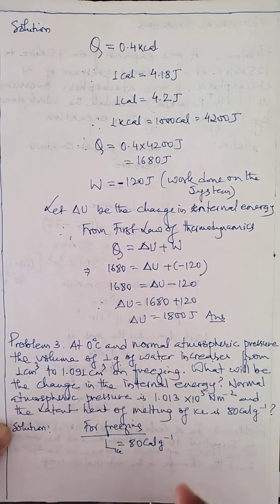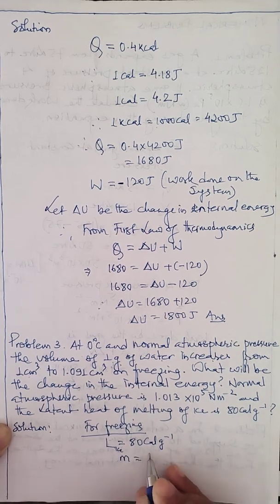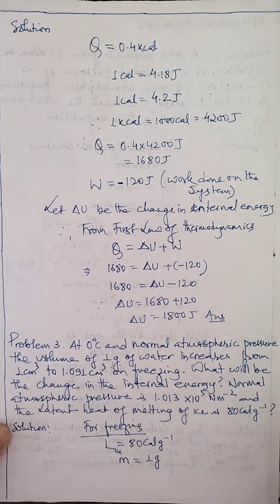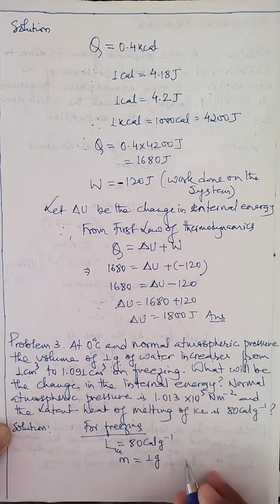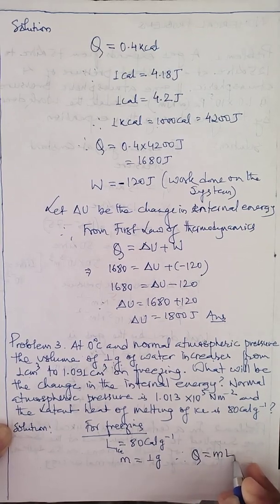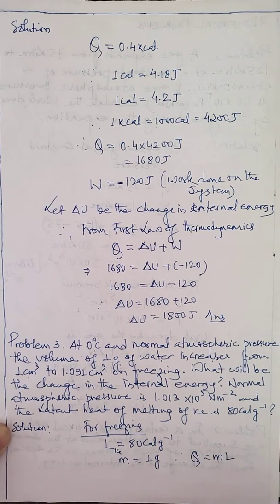How much water is converted into ice? That is 1 gram of water, so mass M is 1 gram. The heat that water withdraws or rejects to convert into ice during freezing can be calculated by the formula Q equals M into L. You have learned this in class 10 also, in the chapter called calorimetry. This is the heat given out by 1 gram of water in freezing.